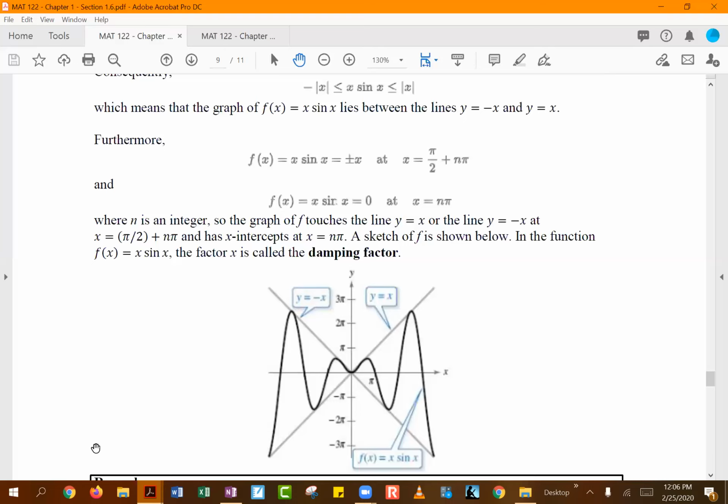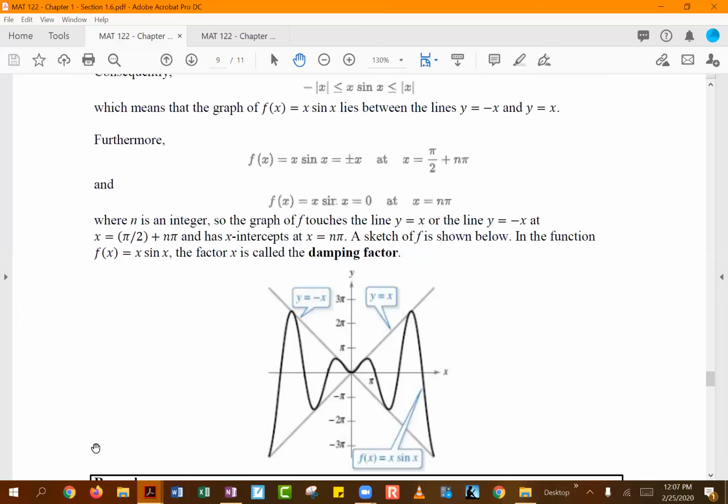Basically what's going to happen is at all the values where sine should be +1 or -1, you're going to be touching the lines for positive and -x. So all of these points where my graph is touching the diagonals x and -x is where we have multiples of pi halves. At all the places where my sine function is crossing the x-axis, that's going to be the places where your sine function is 0, so multiples of pi. And that's basically how we come up with this graph of a damped trigonometric function.